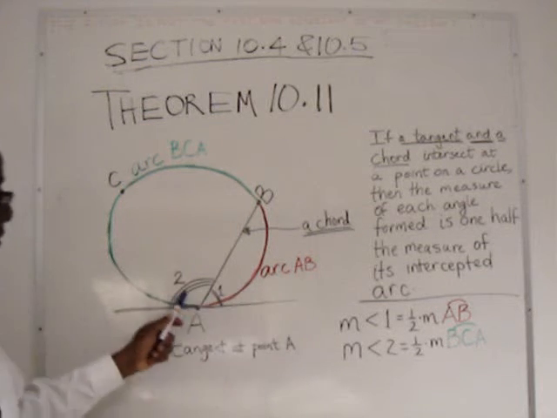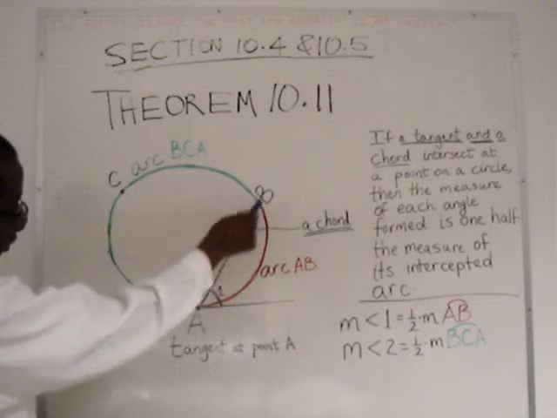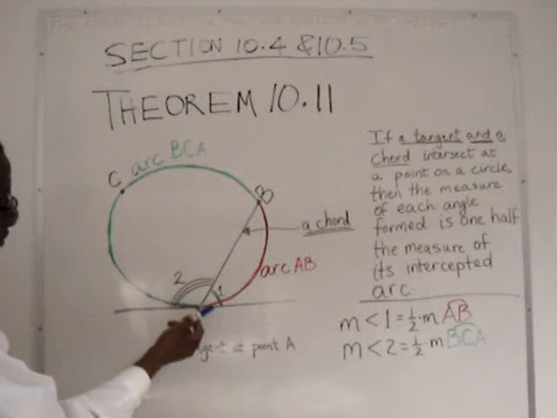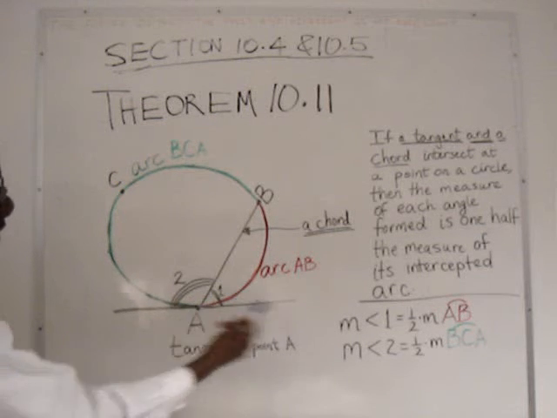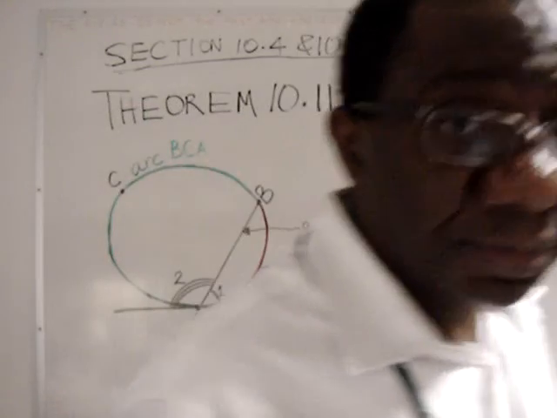Anyway, so just try to remember this figure, how it's drawn. It involves a chord, it involves a tangent, and there are two angles in that place. And this is just a theorem to help you figure out what those angles are. Okay?